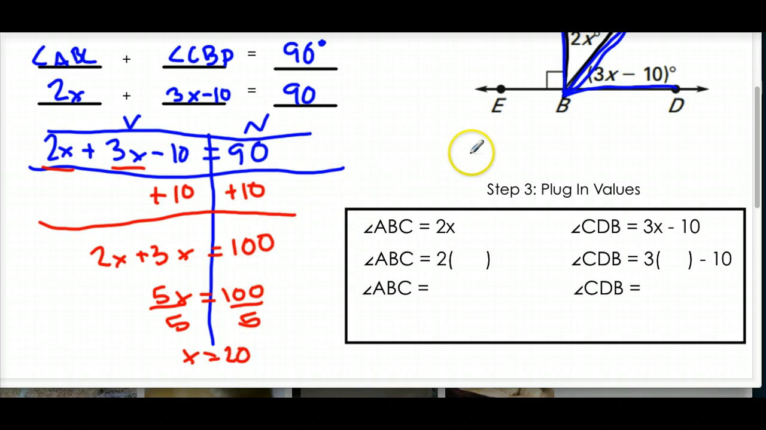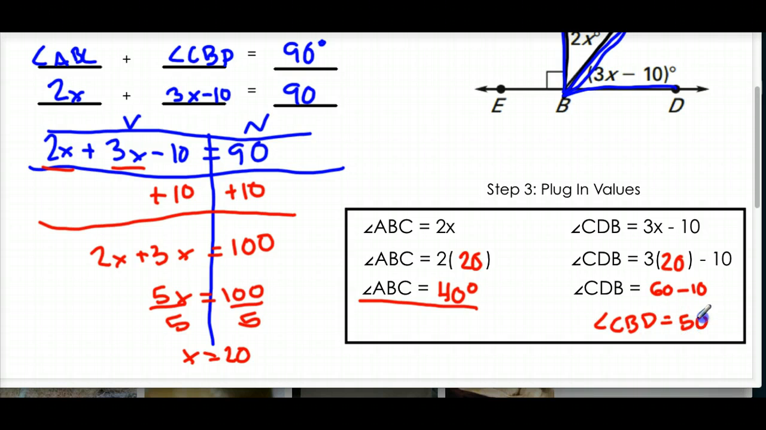The second part is it wants us to actually find out what the angle measures are. Well, we know ABC is 2x. What we could do is substitute x with 20, because we found out that x is 20. So the angle ABC is going to be 2 times 20, which is 40 degrees. All right, that's how you get that answer. The second one, we found out that angle CBD is 3x minus 10. X is still 20 here, so 3 times 20 minus 10 is going to be 60 minus 10. And so angle CBD is going to be equal to 50 degrees.